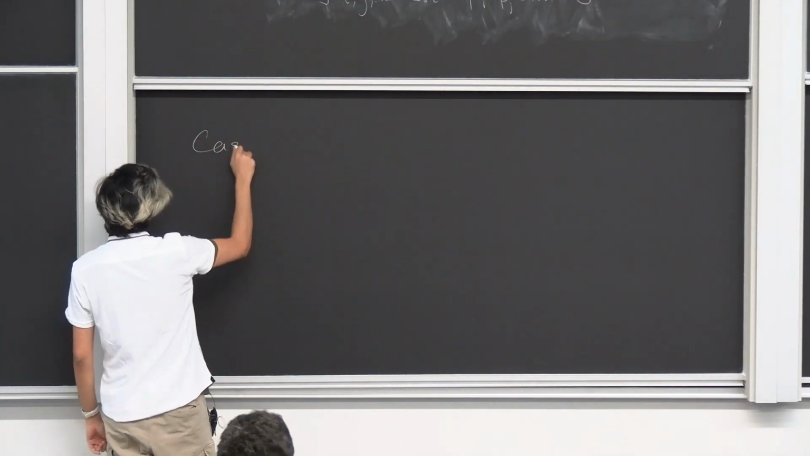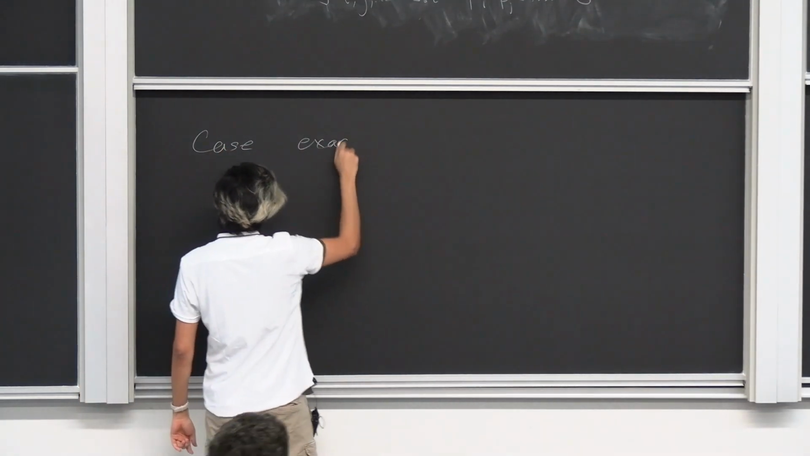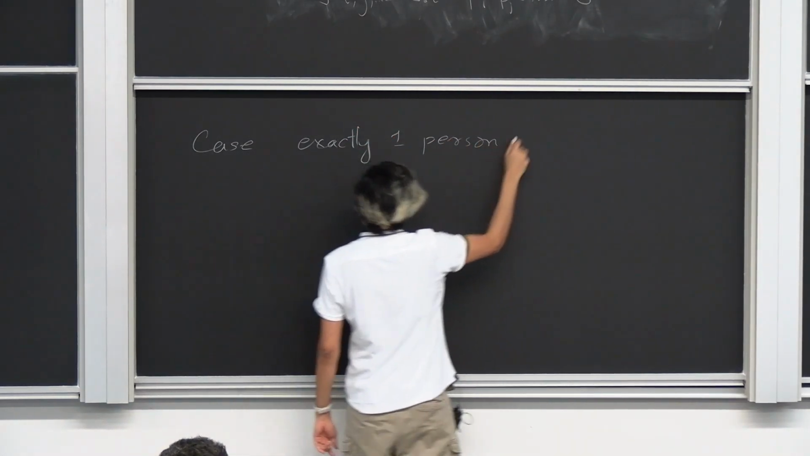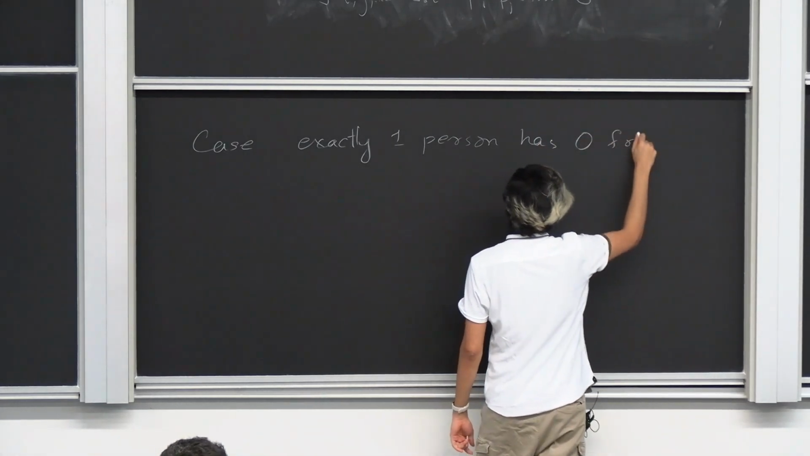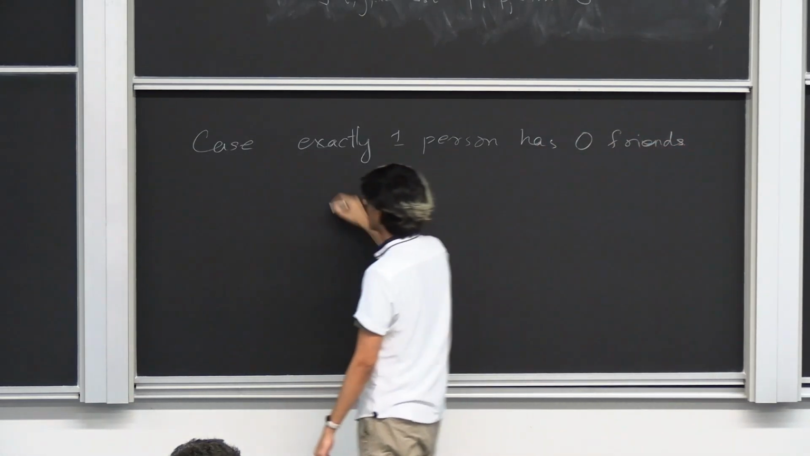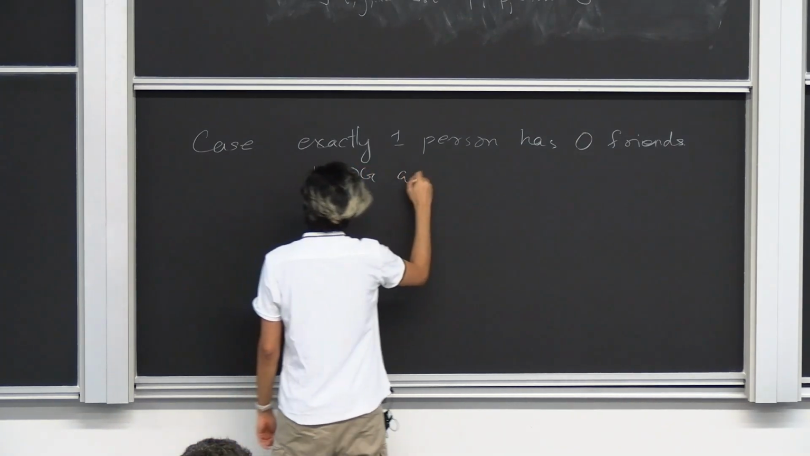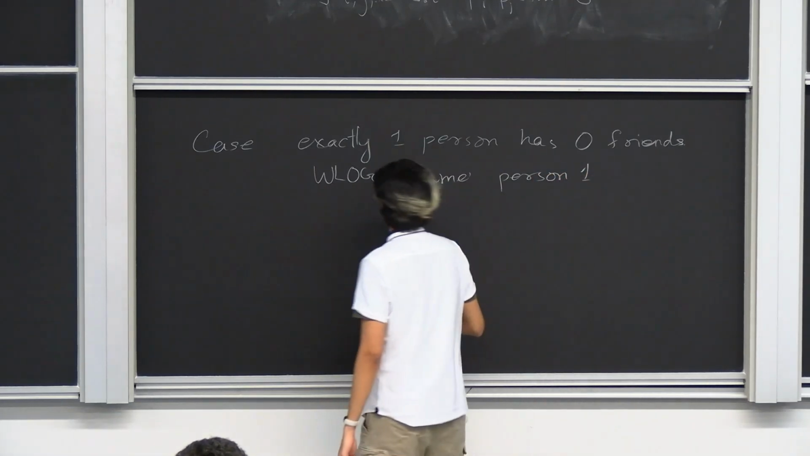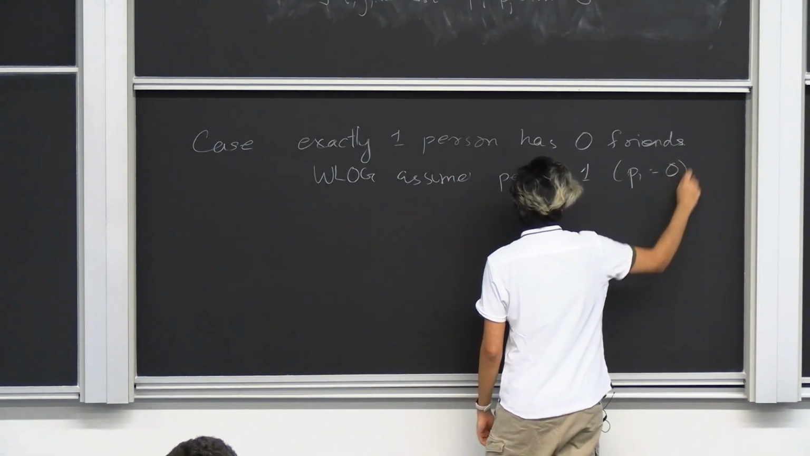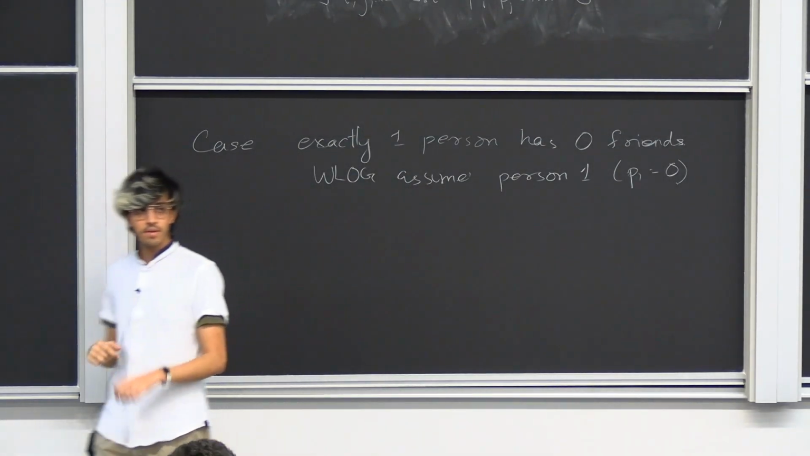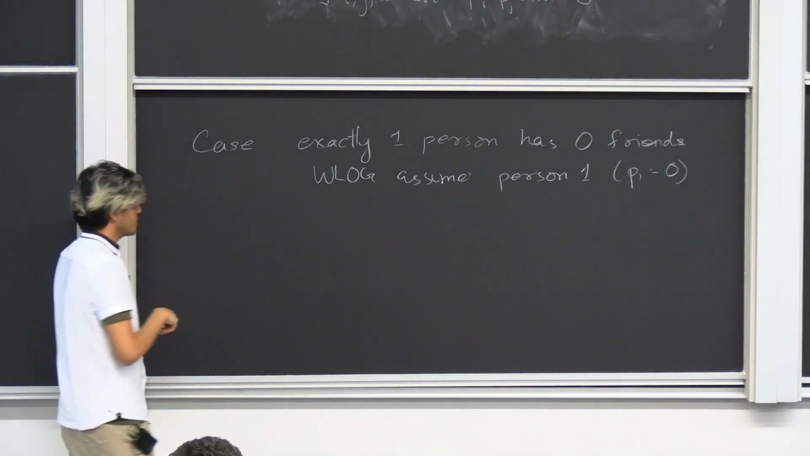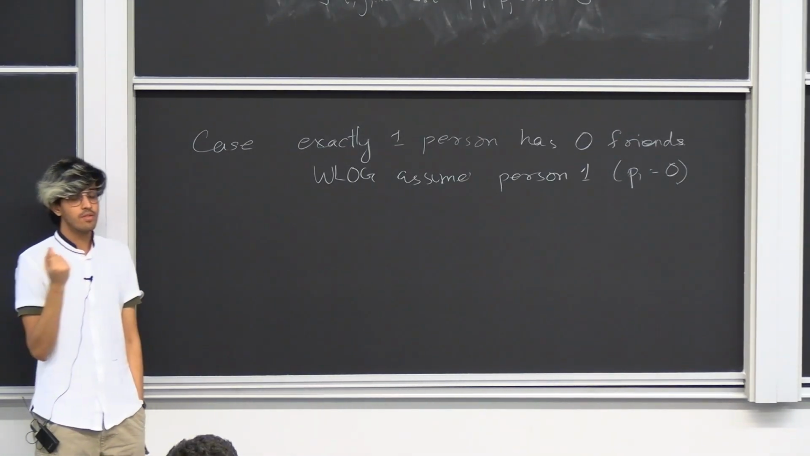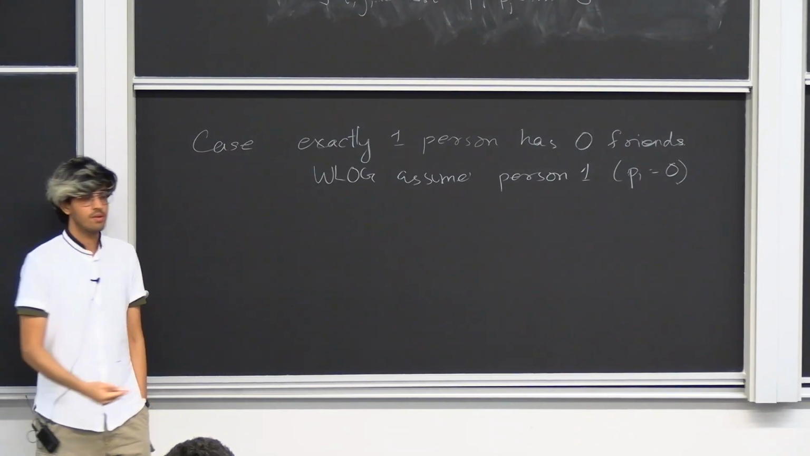And then case 3, exactly one person has 0 friends. Without loss of generality, assume it's person 1. So P_1 is 0, but for everyone else, it's greater than 0. In this case, because there is one person with 0 friends, nobody can have 19 friends, right?